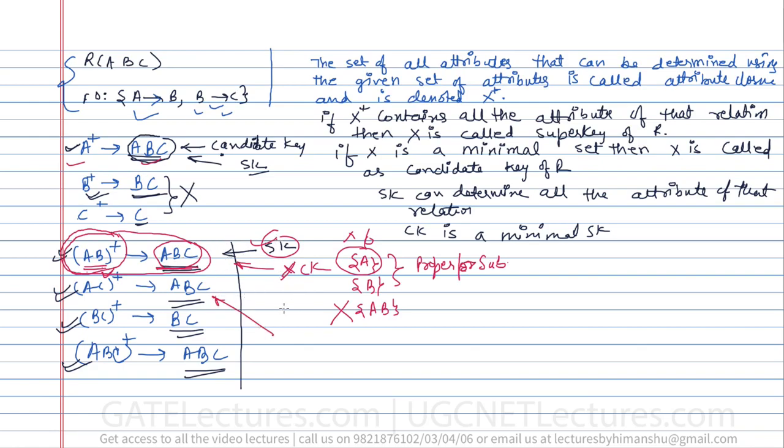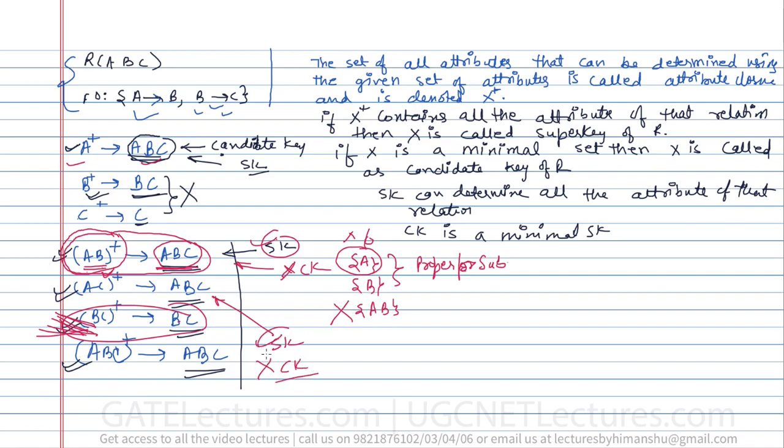It is a super key, but it is not a candidate key. In the same way, sorry, I made a mistake. This is not a key because it cannot determine ABC. Sorry. So here this is a super key, but it is not a candidate key. In the same way, this is a super key, but it is not a candidate key.